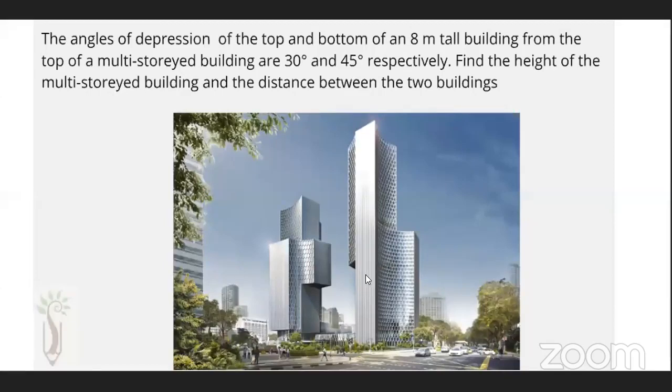One is taller, the other is called a multi-story building. They have labeled it. One they're saying is an 8-meter tall building, another is a multi-story building. So let's read the question. The angle of depression of the top and bottom of an 8-meter tall building. So first let me mark the angle of elevation, sorry, depression.